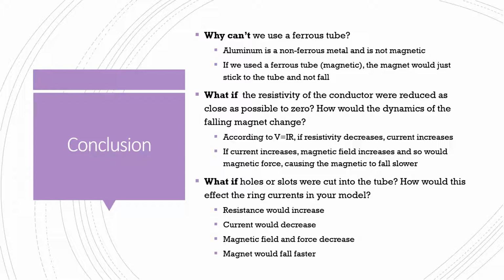Aluminum is a non-ferrous metal and is therefore not magnetic. If we had used a ferrous tube for this lab, it would be magnetic, and the magnet would just stick to the tube and not fall through it at all.